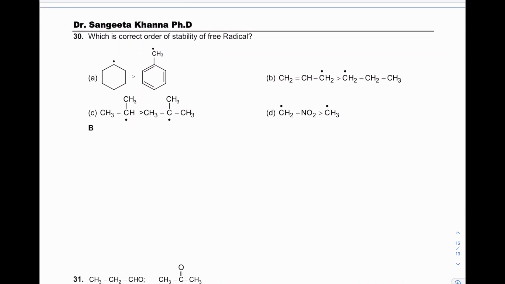Which is the correct order of stability of free radicals? First one, this is benzylic, so it should be more stable. In B, first is allylic, it has conjugation, so it is more stable. It is correct. In third, tertiary is more stable. In fourth, nitro exerts a minus effect, so it is less stable. So the correct one is B.